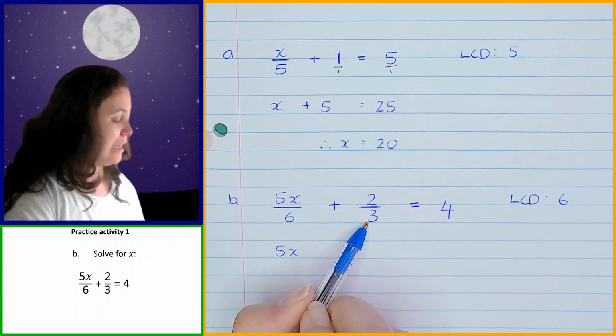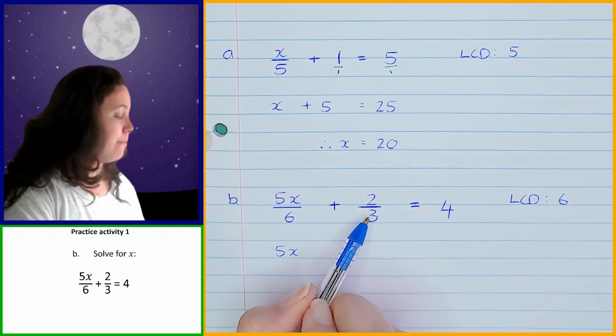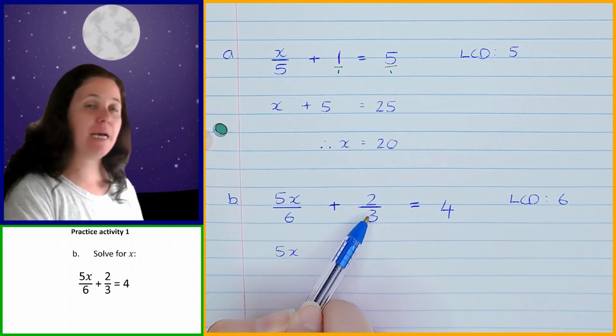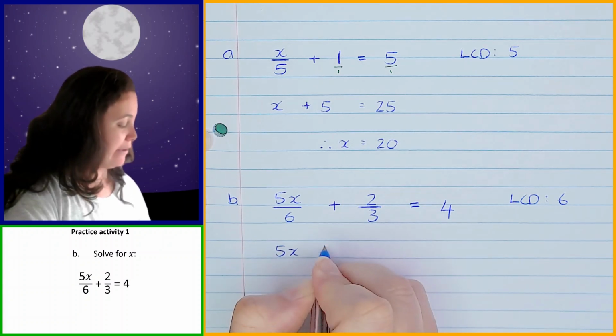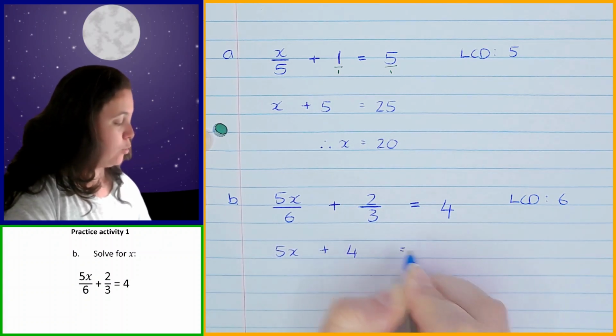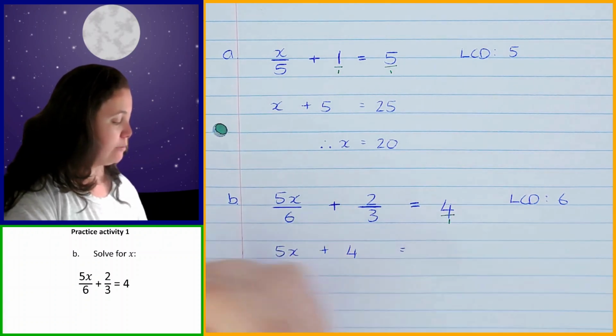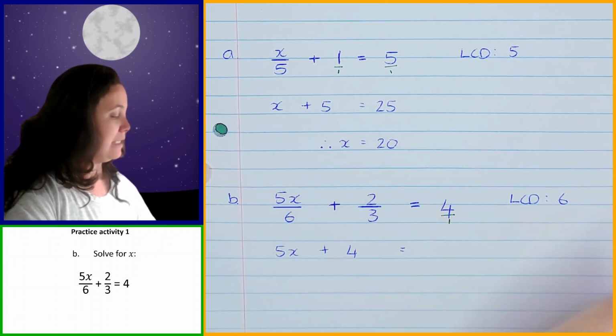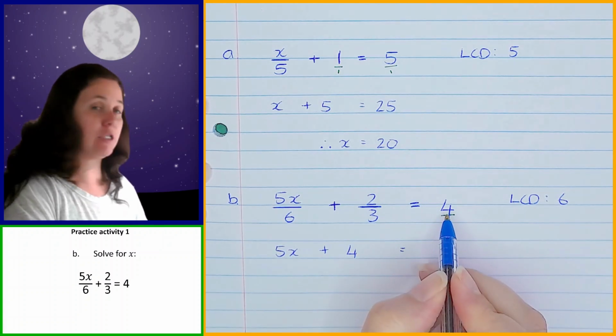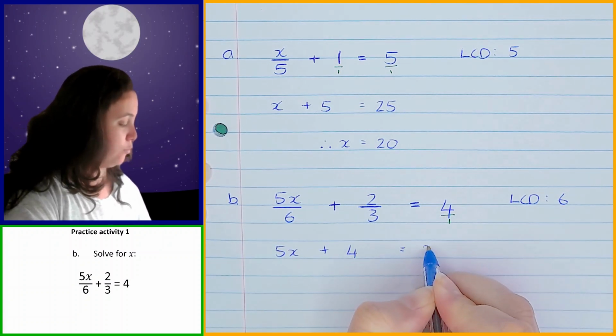And then over here, I need to multiply 3 by 2 to get 6. So I'm going to times the top by 2 as well, and that gives me 4 equals. Then remember this 4 over here is over an invisible 1. So I'm timesing 1 by 6 to get 6. So I times the top by 6 and that gives me 24.